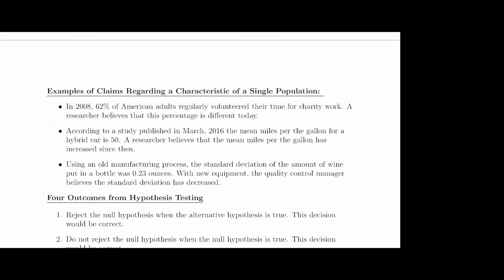Up next, we're going to create a null hypothesis and alternate hypothesis for the next three problems. These are the three problems we're going to be working on. We're going to come up with the null hypothesis and the alternate hypothesis, so H0 and H1. Here is the H0, H1, H0, H1.